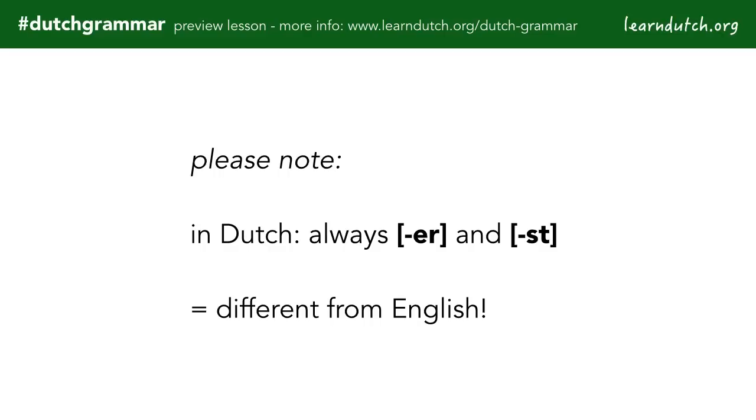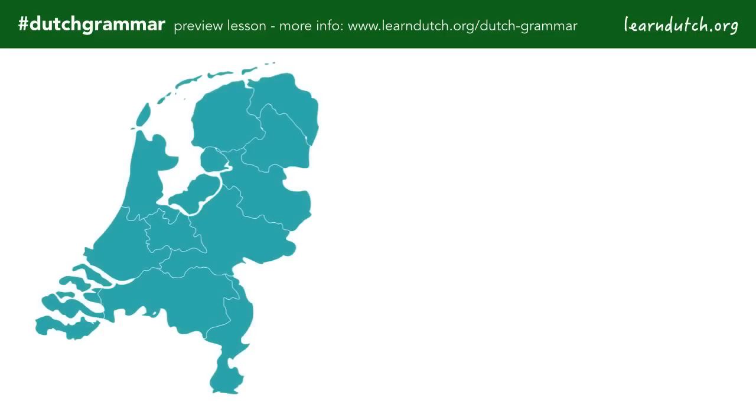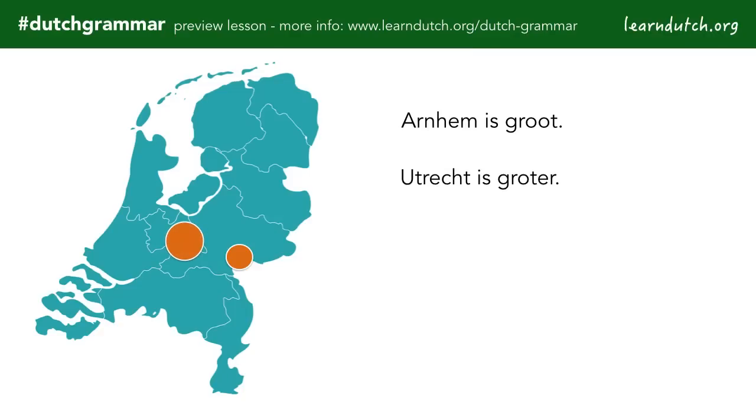Well, I think you expect some spelling issues already. That's justified. Let's take a look at the map of the Netherlands. Arnhem is groot. Arnhem is big. Utrecht is groter. Utrecht is bigger. Amsterdam is het grootst. Amsterdam is the biggest.